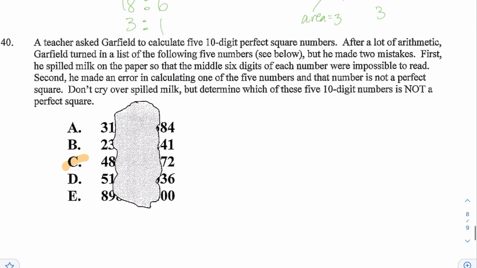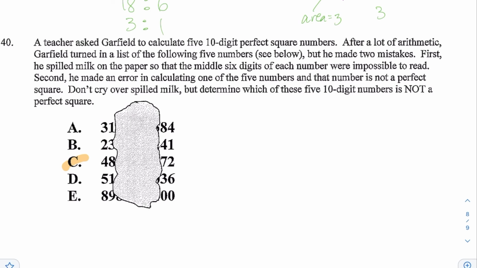Regular hexagons, anyway. Okay, next for number 40, a teacher asked Garfield to calculate 5 10-digit perfect square numbers. After a lot of arithmetic, Garfield turned in a list of the 5 numbers, see below, but he made 2 mistakes. First, he spilled milk onto the paper, so the middle 6 digits were impossible to read, and he made an error in calculating one of the 5 numbers, and that number is not actually a perfect square. Don't cry over spilled milk, but determine which of these 5 10-digit numbers is not a perfect square.